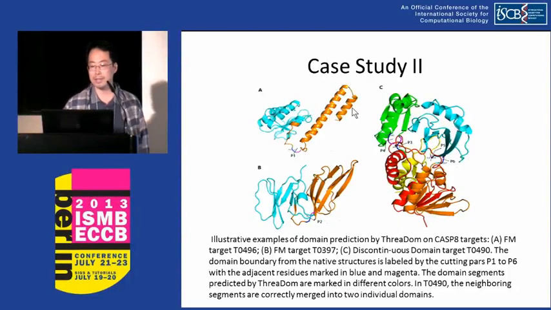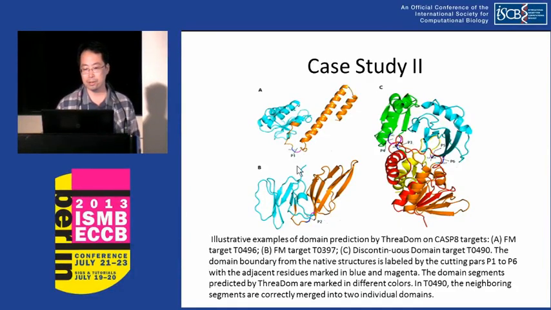This is another case study, from CASP 8. A and B are a free modeling target. P1 and P2 are the definition of the target. The predicted result is here and here. There are little residue errors. This is a discontinuous domain protein.